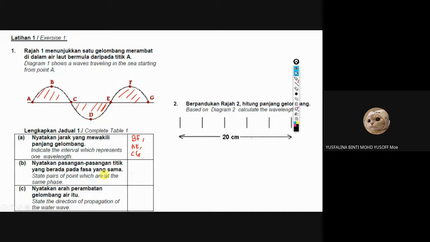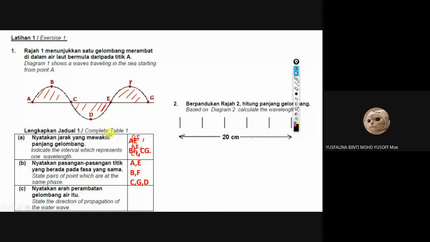Alright, so here it says you have to state the pairs of points which are at the same phase. For the same phase, this one is B and F, right? And also ACEG are in the same phase, in the equilibrium. So ACEG you call it the same phase, or BF, right? BF, ACEG, all of these are in the same phase.